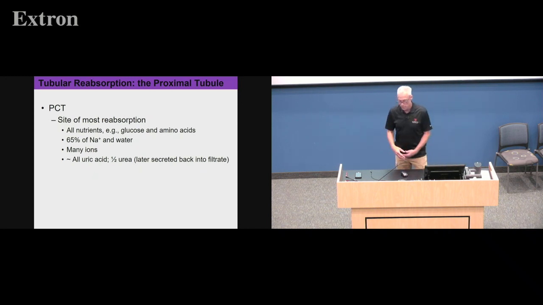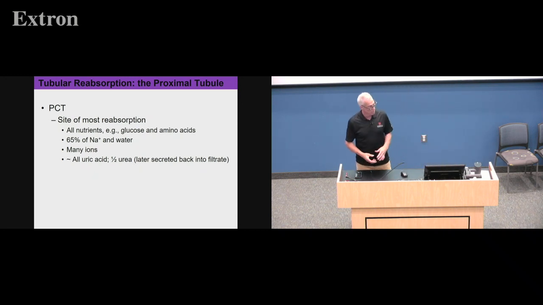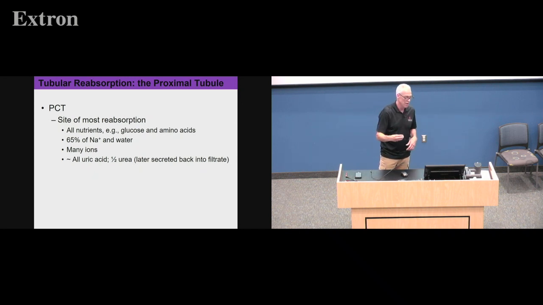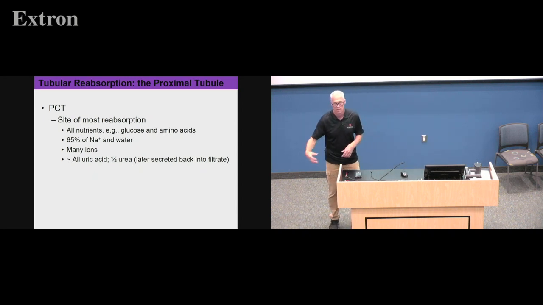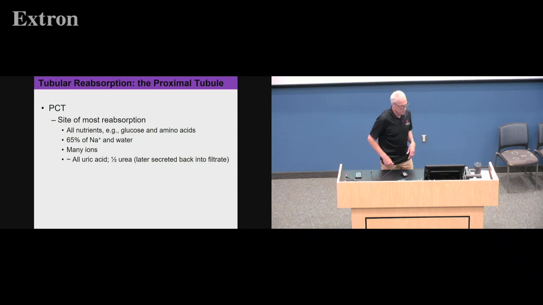The next section of our discussion will be one describing how the reabsorption occurs in the nephron. What reabsorption processes take place in the proximal tubule, the loop of Henle, the distal tubule, and finally the collecting duct. So that will be the subject of the next couple of sessions.